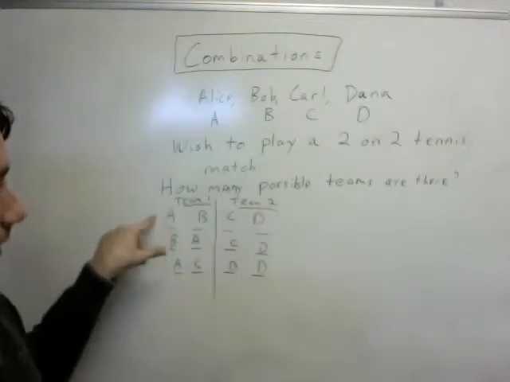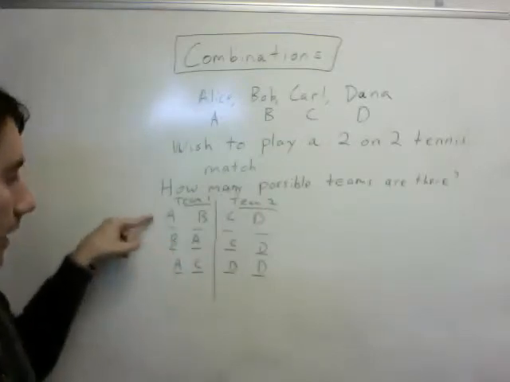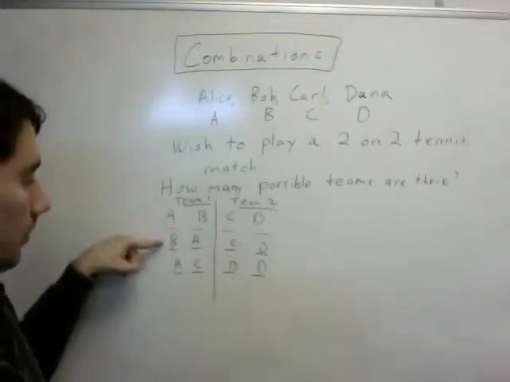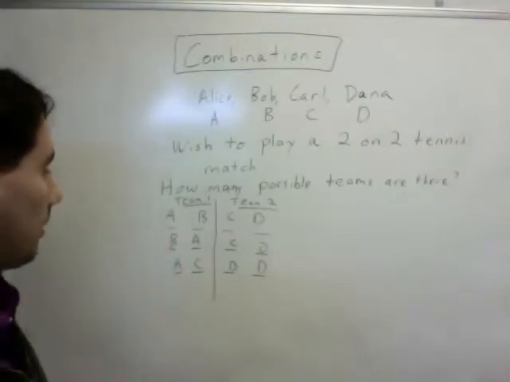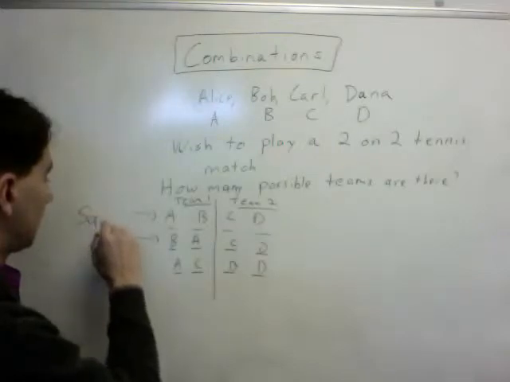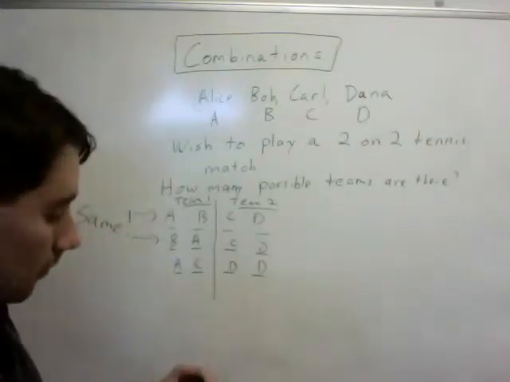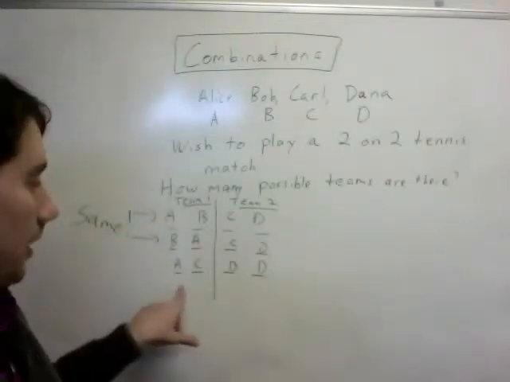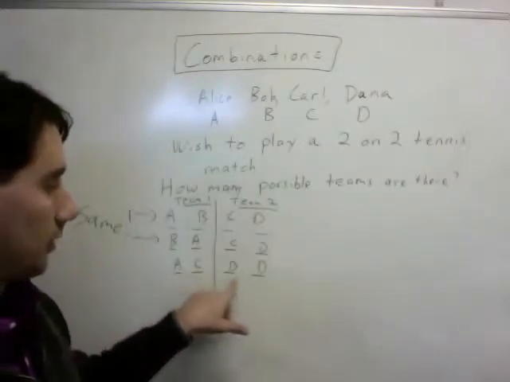So what happened here, we ended up with the same teams. In the first team, it's Alice and Bob, and the second one, it's Bob and Alice. So really, we don't want to count these as different teams. These 2 should be the same. However, here we do see that we have a different one. So here's Alice and Carl versus Bob and Dana.